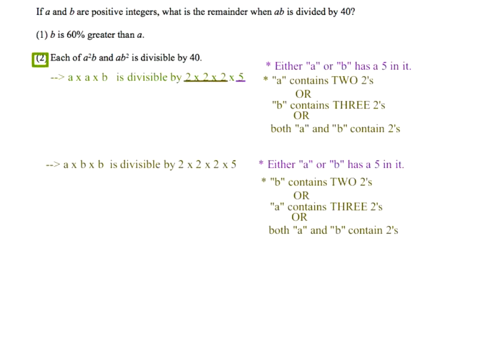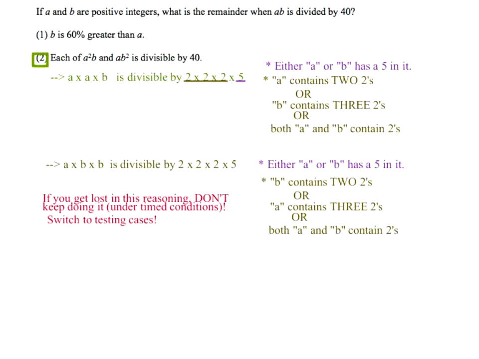And then we know that all of these things have to be true. So this might be a little bit overwhelming, and if it is, the most important thing to say at this point is, whoa, just start testing cases. If you get lost in this reasoning, then don't keep doing it under time conditions. Just switch to testing cases. That's the most important thing you can take away strategically here: don't struggle under the time condition.